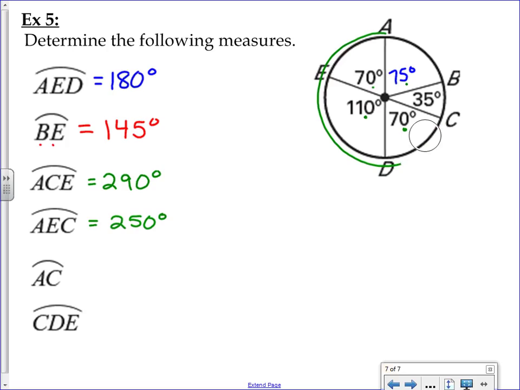Almost done. So now we're just going to take a look at AC. So it says minor arc AC, so I want to go the shortest route from A to C. That's just simply adding up 75 plus 35, which is 110. And last but not least, we have arc CDE. So CDE, you'll notice that it's half a circle because it's going from one endpoint to the other of a diameter. And you can just see here, 110 plus 70 is 180.